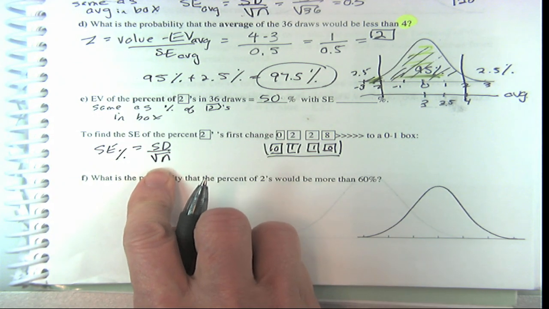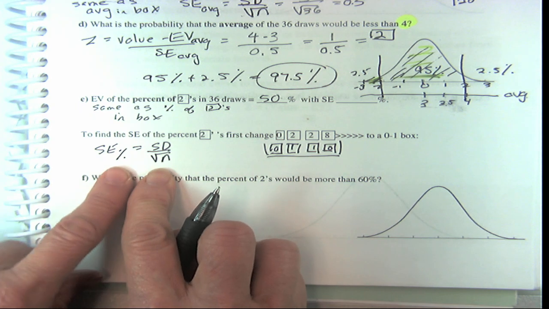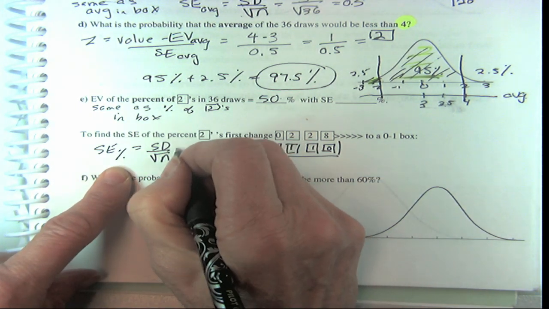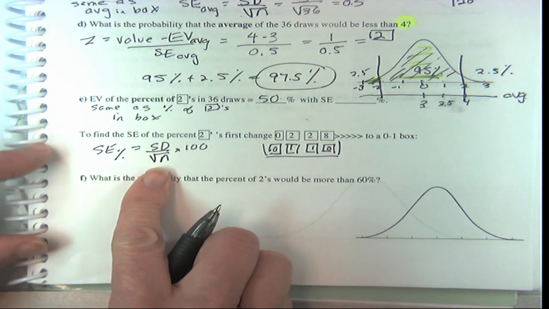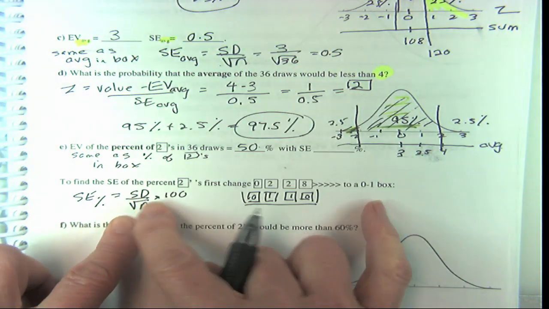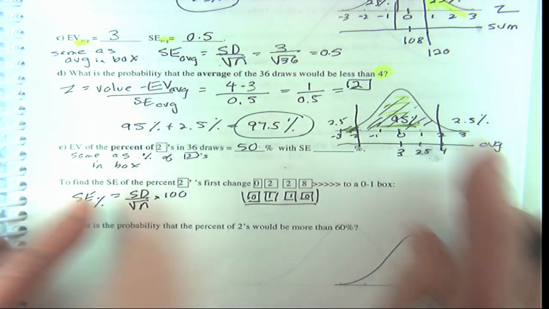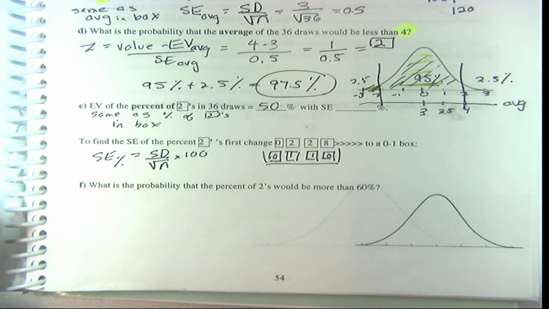If you did it this way, you'd get percent as a decimal. But we want to do it in terms of percent, so we just multiply by 100 to turn it into a percent. But these two formulas are really the same. This is a special case of that. All right, so let's just do that.